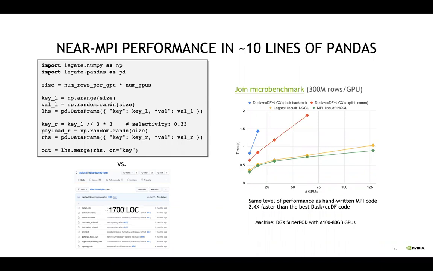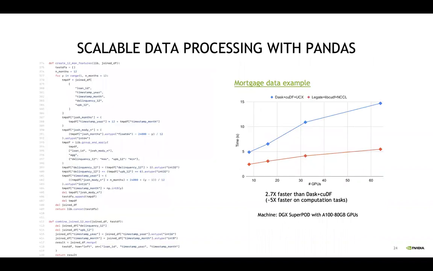And in terms of comparing apples to apples, we compared it with similar ways to achieve distributed pandas, distributed data frame computation, namely Dask and cuDF, with some different configurations, either with default Dask or a specialized library for joins. And we scale much better than these other libraries, and even to scales that Dask currently cannot scale to.